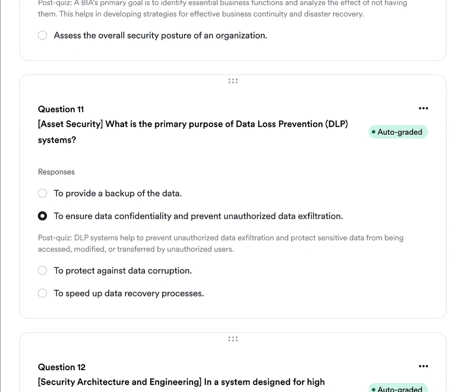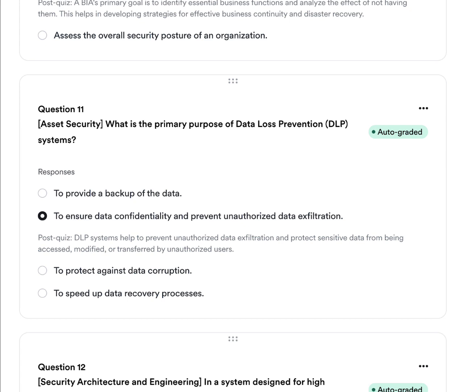Question 11. What is the primary purpose of a data loss prevention system? Again, the primary purpose of a data loss prevention system. A, to provide backups of the data. B, to ensure data confidentiality and prevent unauthorized data exfiltration. C, to protect against data corruption. Or D, to speed up data recovery processes.